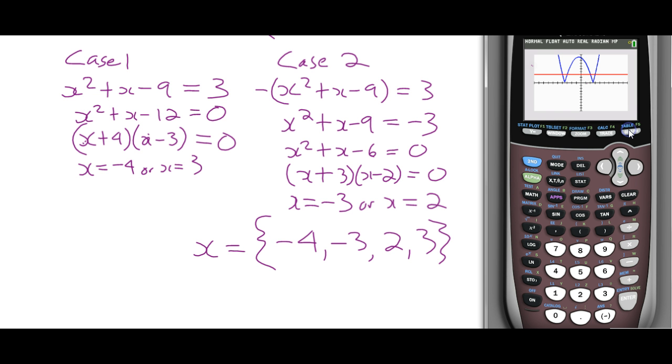Okay, you can look in the table to verify that because they are all nice integers, right? So where is it 3? Negative 4, it's a 3. Negative 3, it's a 3. Positive 2, it's a 3. Positive 3, it's a 3.